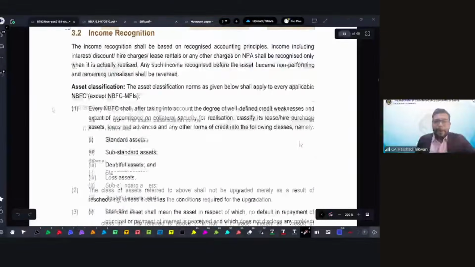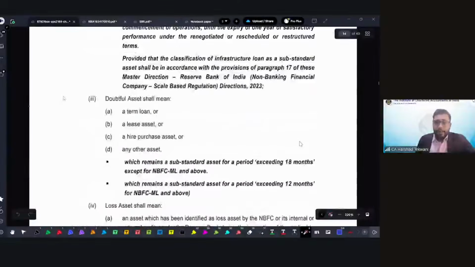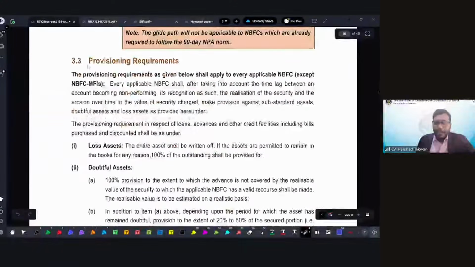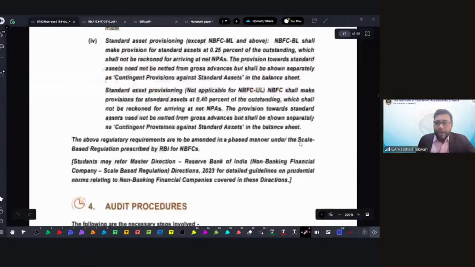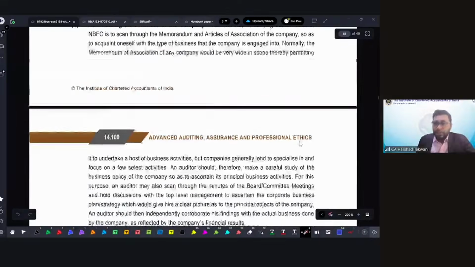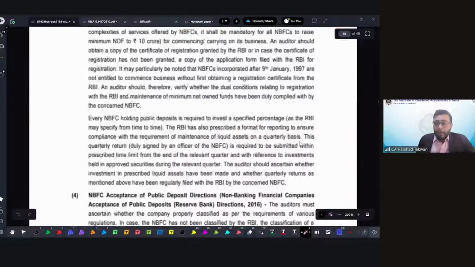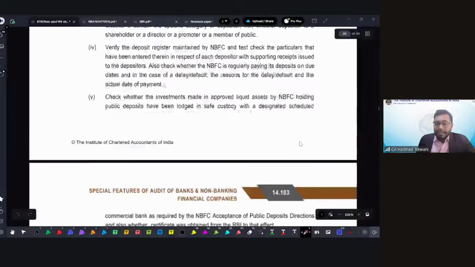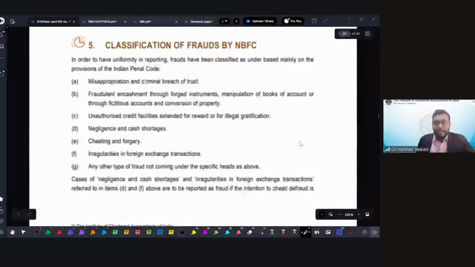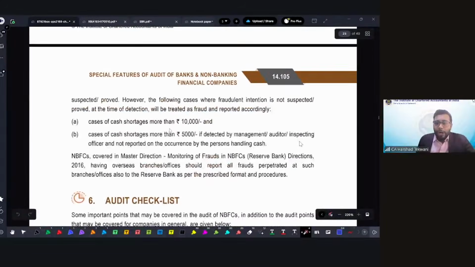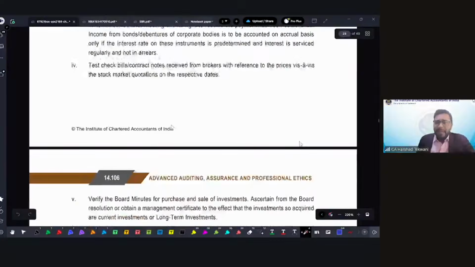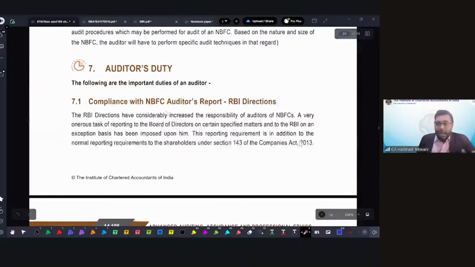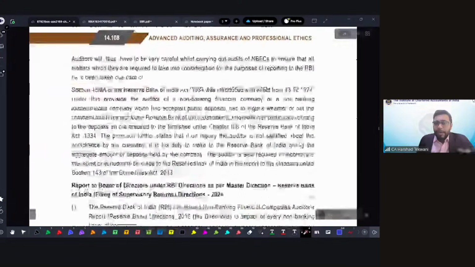For example, we will discuss income recognition in detail, doubtful assets, NPA, all those things in much more detail. We will discuss the provisioning requirements, the audit procedures, and the reporting requirements. There are other reporting requirements that we will discuss, for example, classification of frauds, audit checklist. A lot of things we are required to discuss in the next session, including RBI direction compliance reporting.